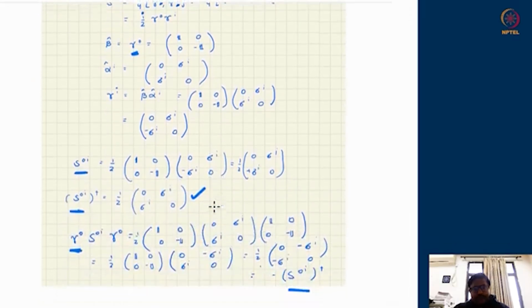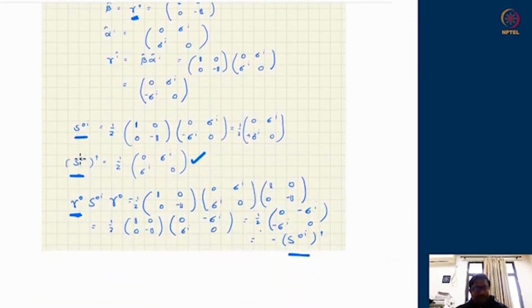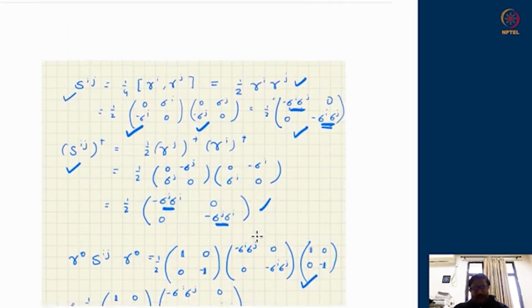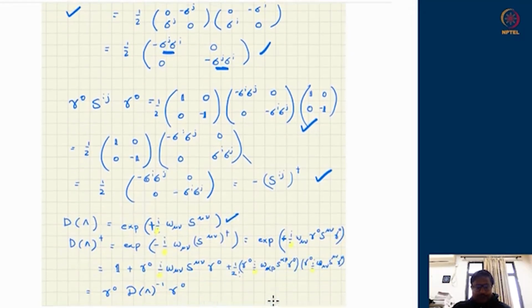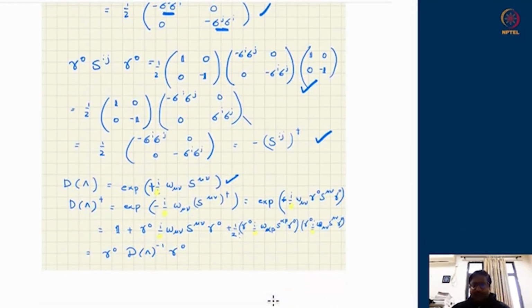And therefore you will see everywhere, when we were taking a dagger, the iota which was present will become a minus iota. So ultimately this will become a minus iota, so it will become a plus over here. Okay, so there are two relations which you can obtain, either with iota or without iota, depending upon which way you are writing the transformation matrix.